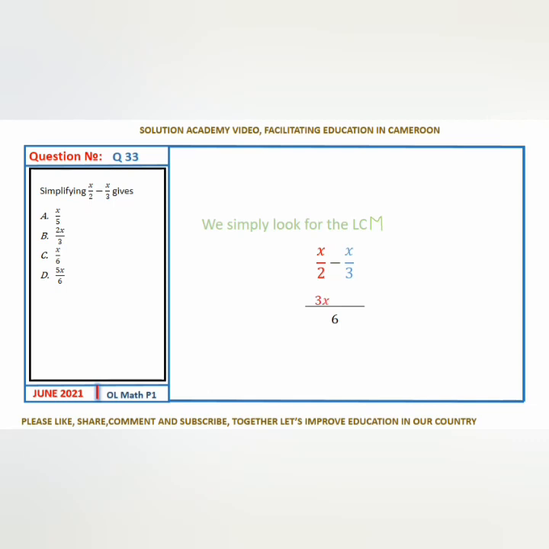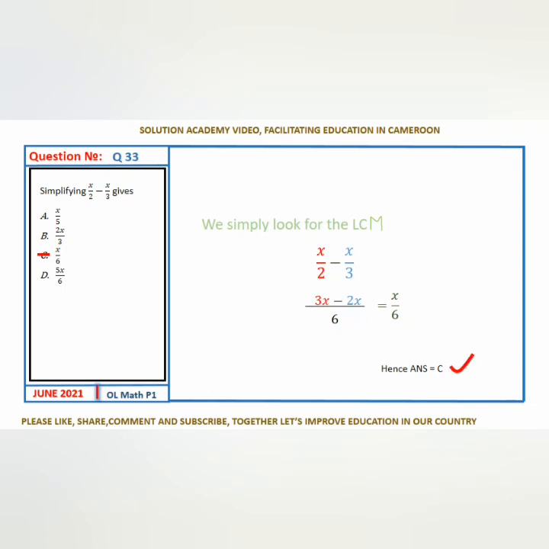3 times x is 3x. We go to the other side. 6 divided by 3 is 2. 2 times x is 2x. Don't forget to bring down your minus sign. Always bring it down. Or your plus sign, always bring it down. So if we simplify, 3x minus 2x will give us x. All of that divided by 6. And you see that the correct answer to this question is C. Very simple question. Even a primary 6 student can do this.